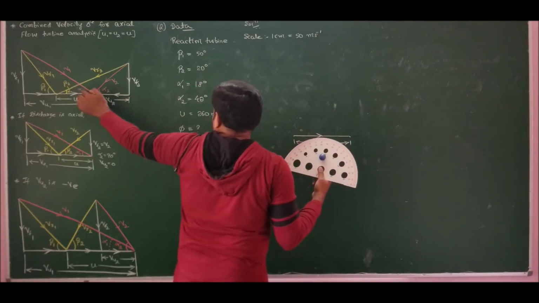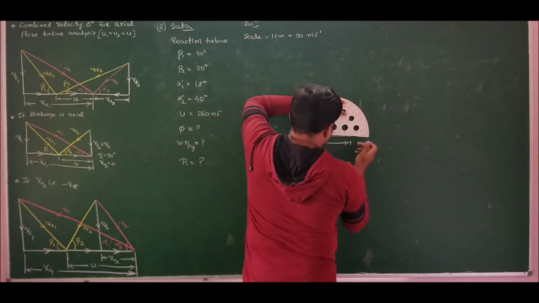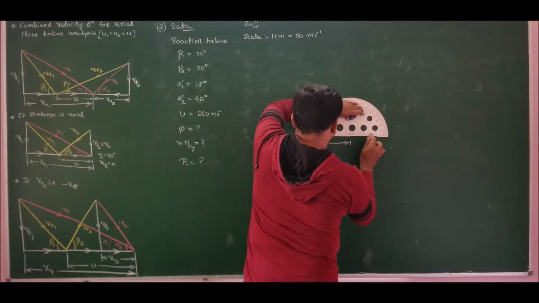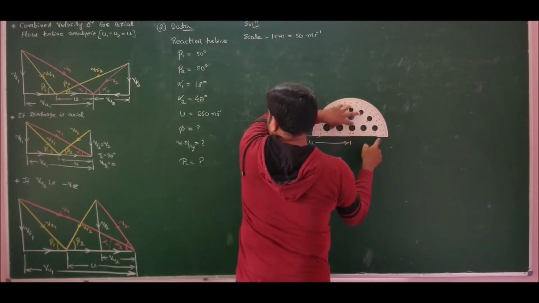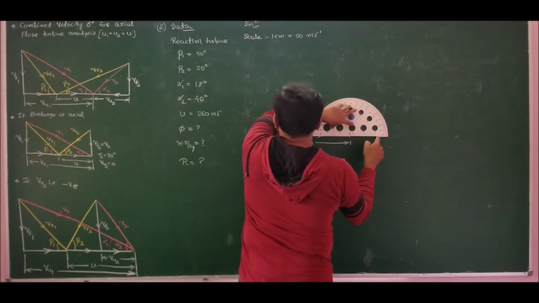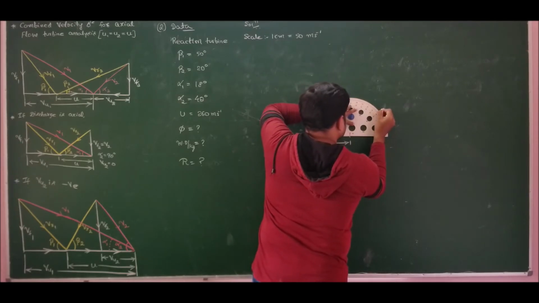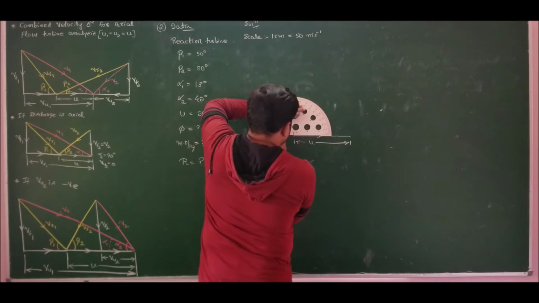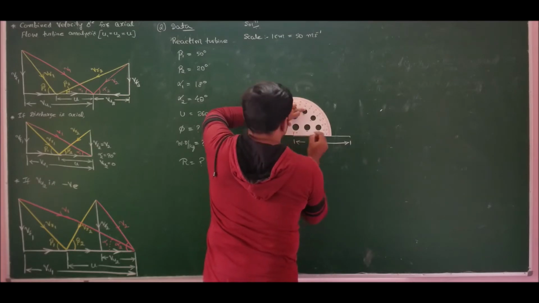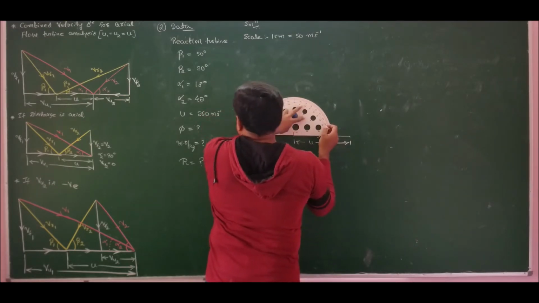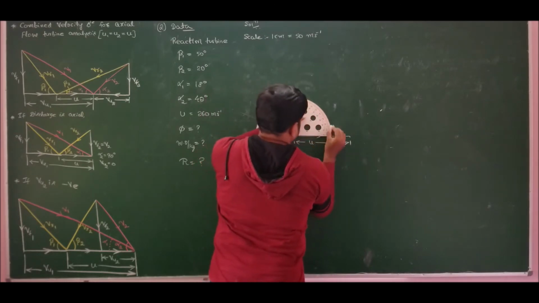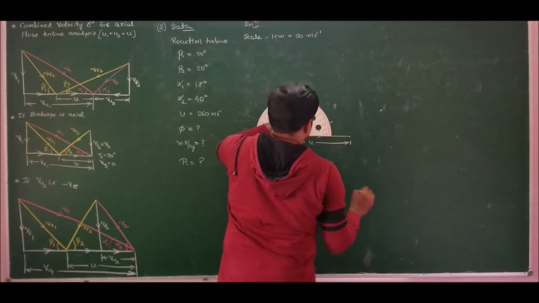I should mark alpha 1 at the right corner of U. So marking alpha 1 as 18 degrees, and we also have alpha 2, which is 40 degrees. So I mark alpha 1 and alpha 2. Similarly, mark beta 1 and beta 2. Beta 1 is 50 degrees, so mark 50 degrees as beta 1, and beta 2 is 20 degrees. Mark 20 degrees for beta 2.